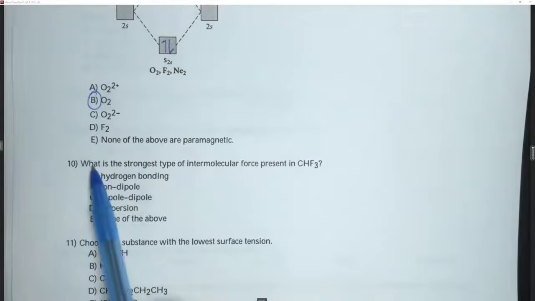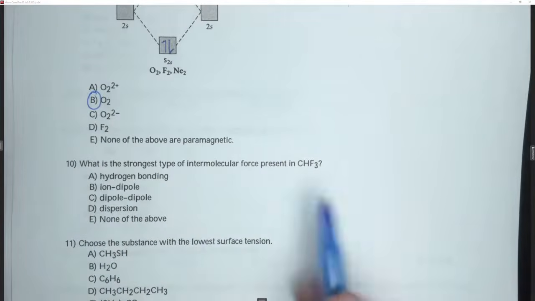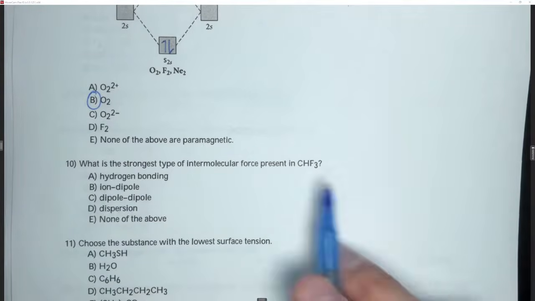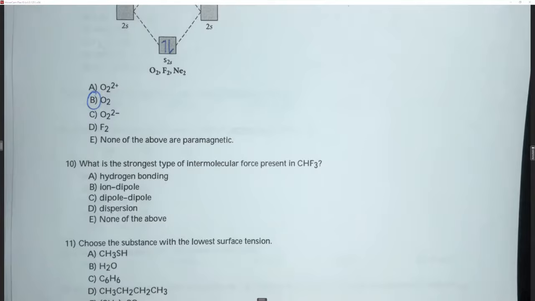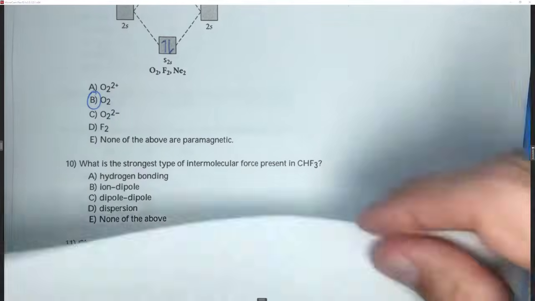Question 10 says, what is the strongest intermolecular force in CHF3? So the first thing we need to do is to draw the Lewis structure. Before we do that, I want to write the intermolecular forces out so we have them for future questions.